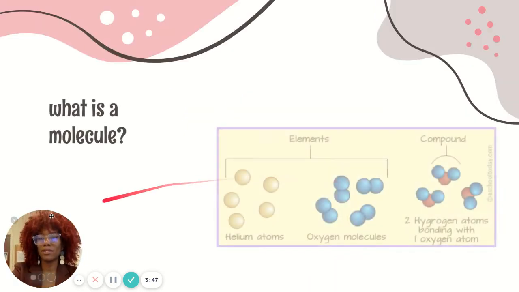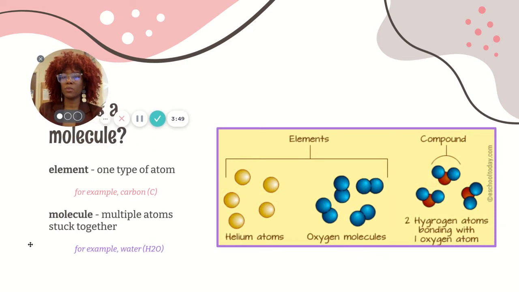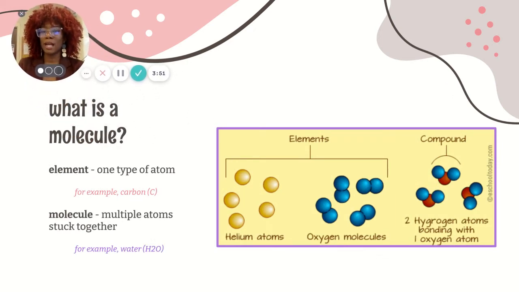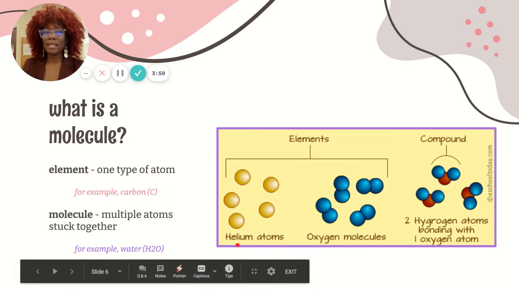Molecule, what does that mean? So let's talk about what a molecule is. Hopefully we all know what an element is. An element is going to be a type of atom, something that's on the periodic table. So for example, carbon. Other elements include helium, oxygen, nitrogen.